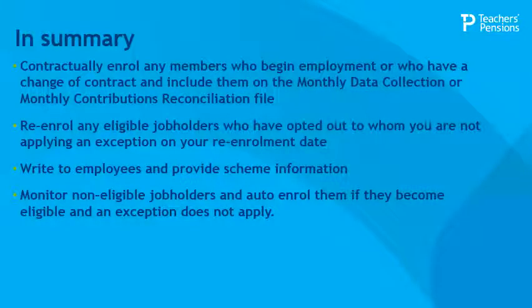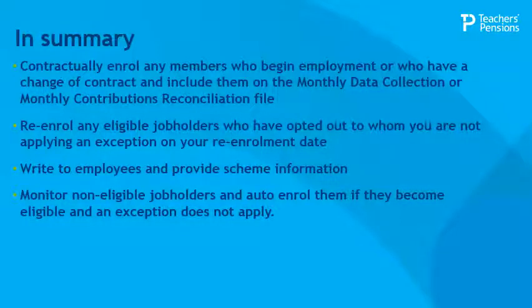In summary, you need to contractually enrol any members who begin a new employment or have a change of contract and include them on your monthly data collection or monthly contributions reconciliation files. You'll need to re-enrol any eligible job holders who've opted out of the scheme and who you're not applying an exception to on your next re-enrolment date. You'll need to write to all affected members and provide them with scheme information.